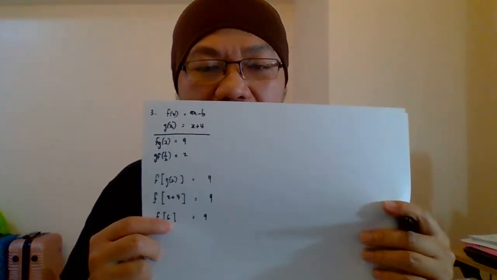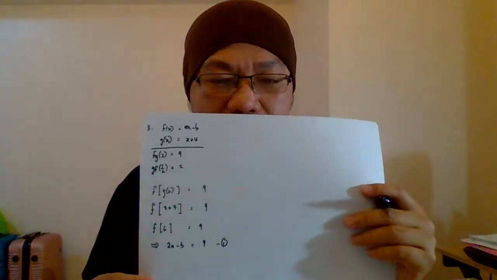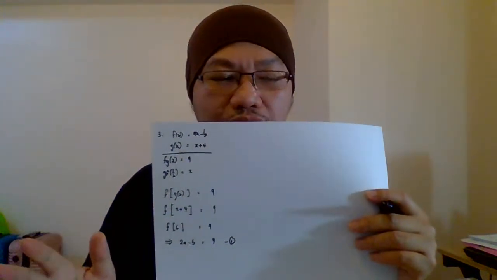So now we need to insert the 6 into the function of f. Look at your function f here. So your function f is ax minus b, so it becomes 2a minus b equals to 9. That is your first equation. Very simple, very straightforward.